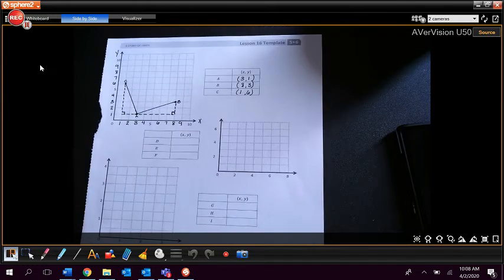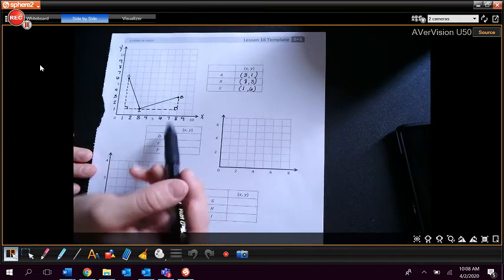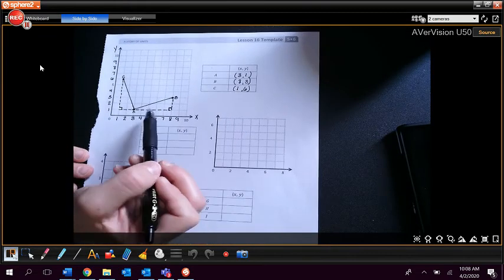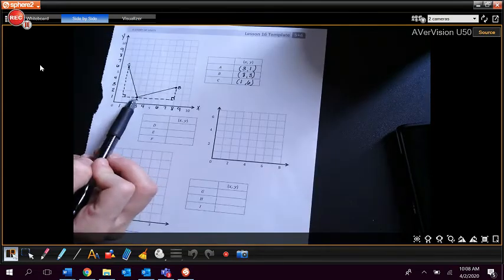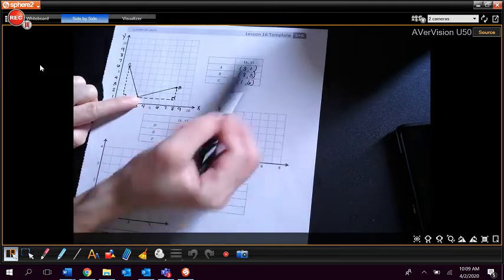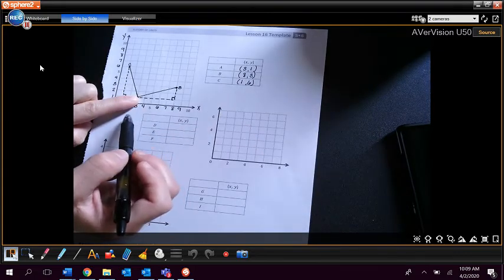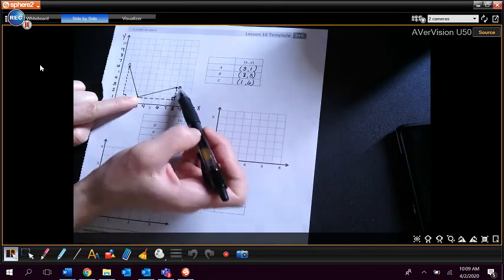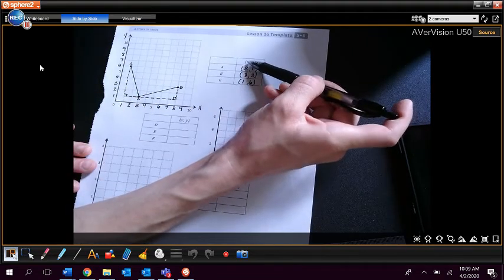So now that you did this, think about what we did. We did exactly what we did on yesterday's lesson. We rotated our triangle. Now I want you to put your finger on A. And I want you to use the table to compare the x coordinates of points A and B. So look at the x for A and the x for B.